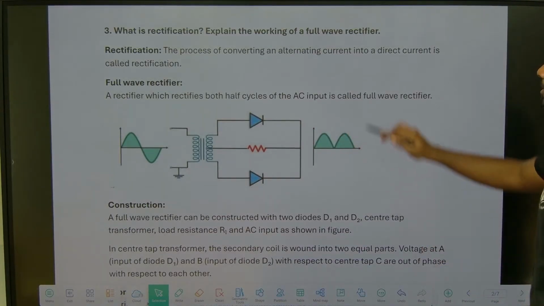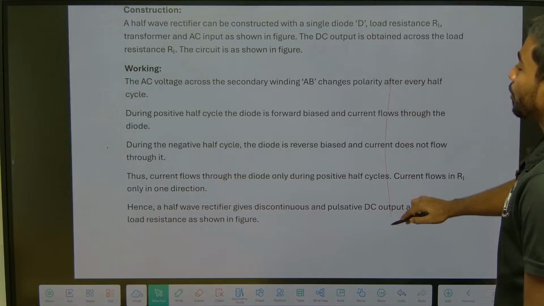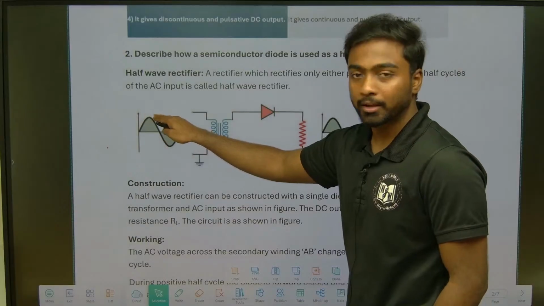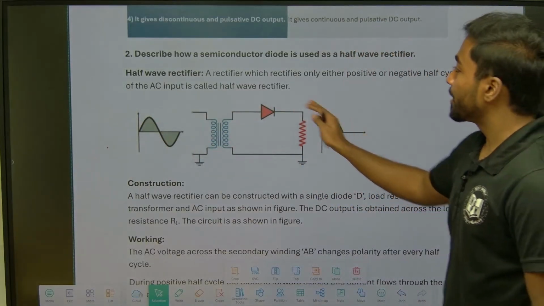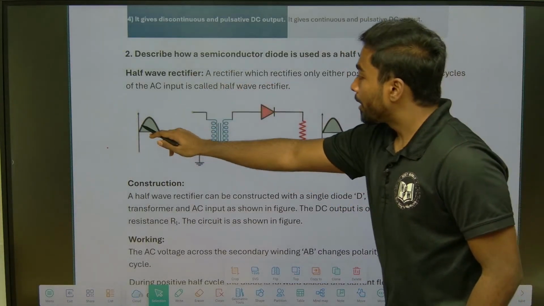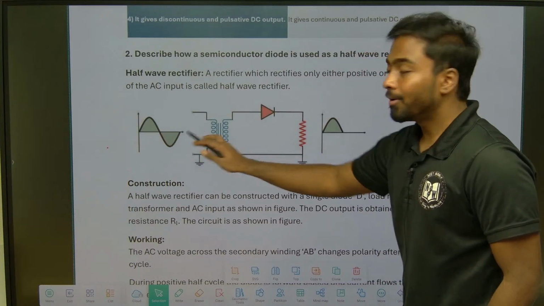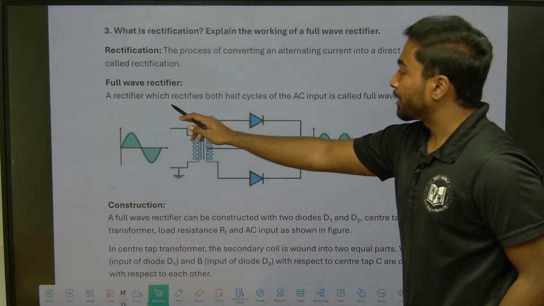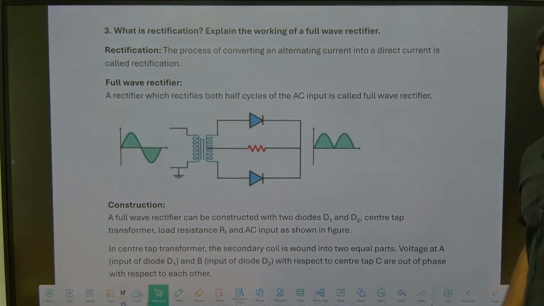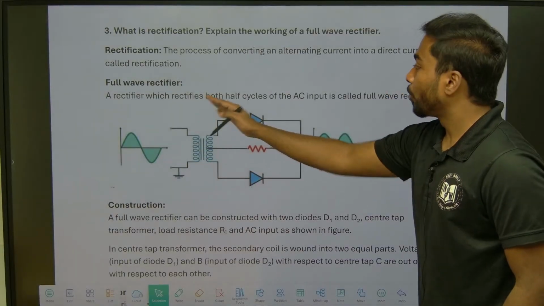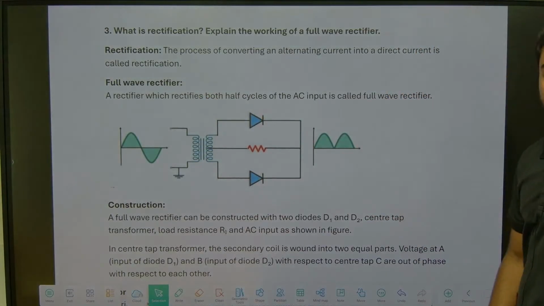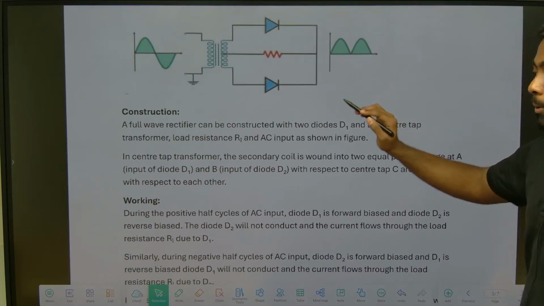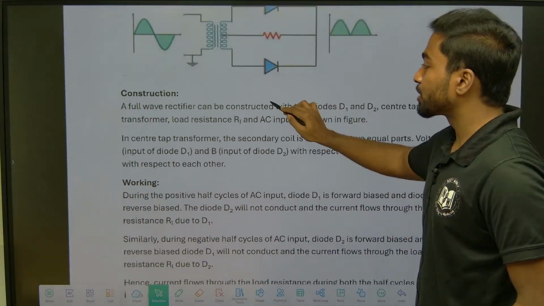In the previous case, what happens here? Here we have talked about only the positive half cycle which has been converted, which means it's a half wave rectifier. Now both positive and negative waves we will rectify. The rectifier which rectifies both positive and negative half cycles is called a full wave rectifier. Got it? So in the previous case only positive we will get, in negative we won't get, but here both positive and negative we will get.